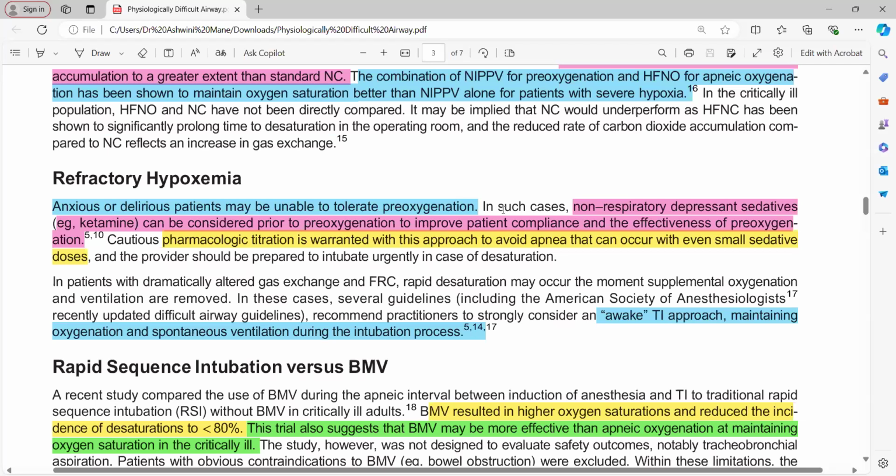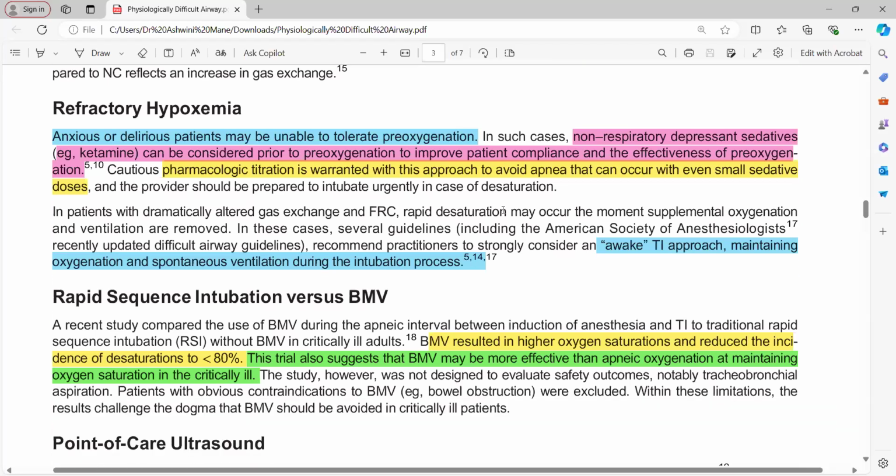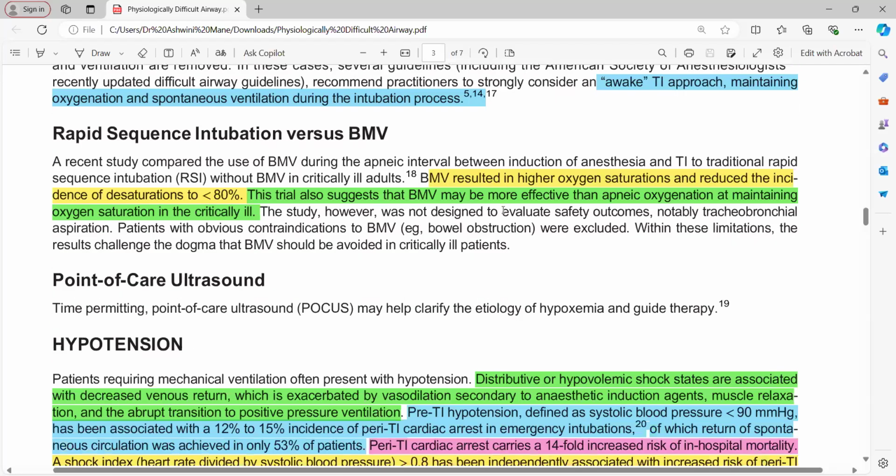In patients with dramatically altered gas exchange and FRC, rapid desaturation may occur the moment supplemental oxygenation and ventilation are removed. So, the recommended approach is awake tracheal intubation, maintaining oxygenation and spontaneous ventilation during the intubation process.